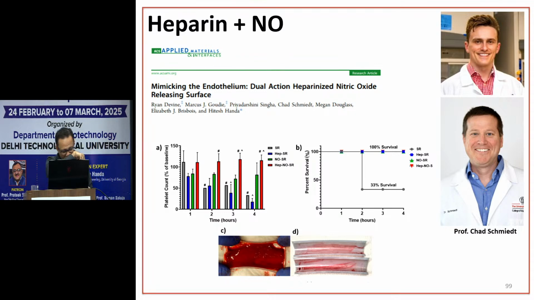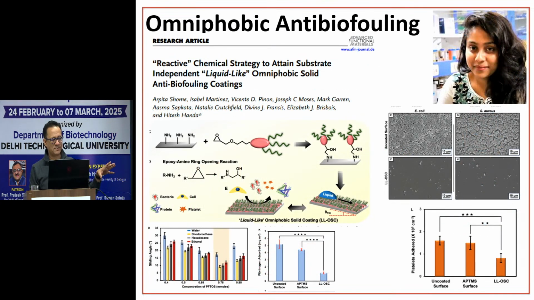Then Arpita is a postdoc in our group. She did her PhD from IIT Guwahati. And this was her paper, making a liquid-like omniphobic solid slippery surface, which is super anti-biofouling. You can see in that image there is a lot of biofilm growth on the top, Staph aureus and E. coli, and our surface had basically no biofilm growth. So this was that omniphobic anti-biofouling surface.